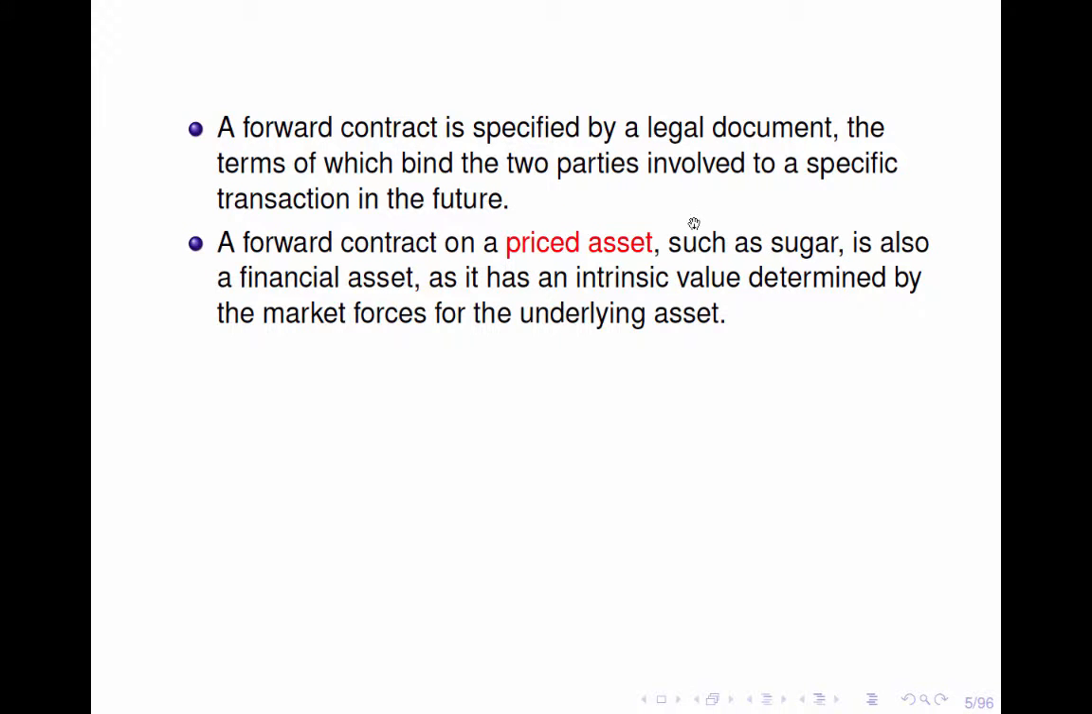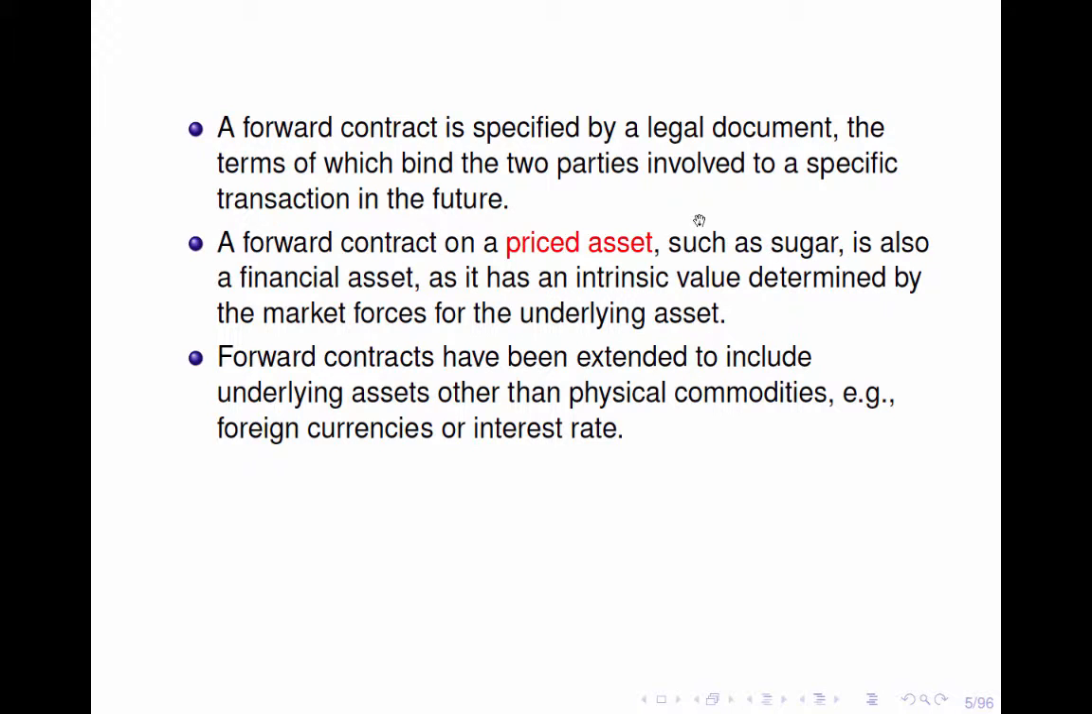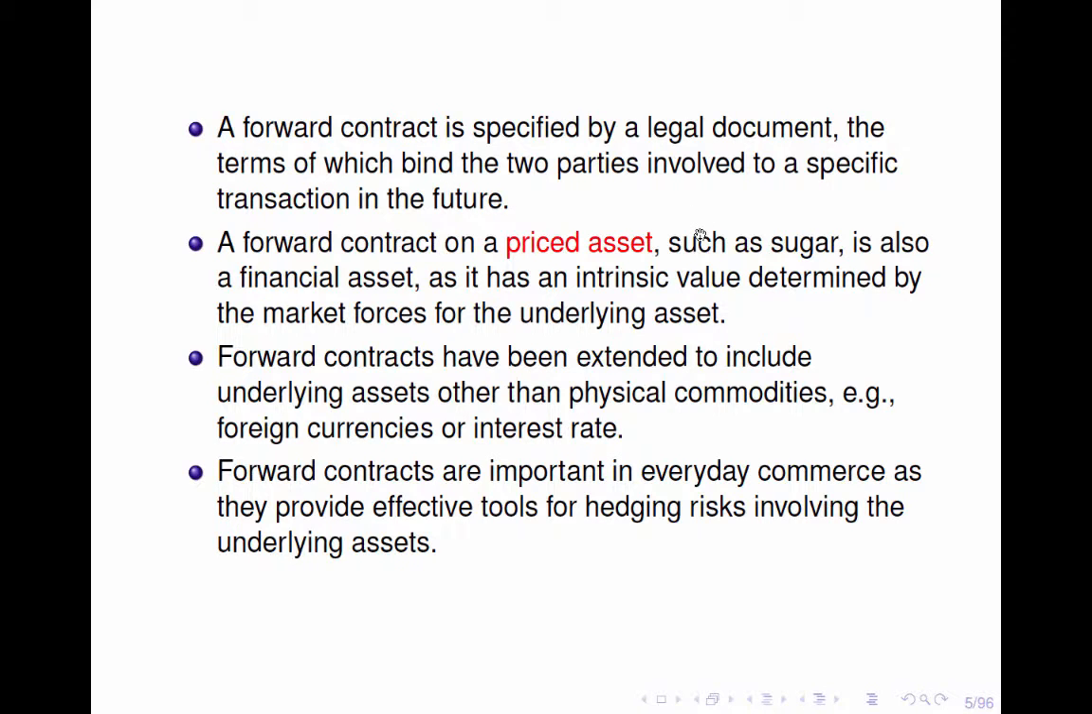Although the underlying asset is a priced commodity, such as sugar, oil, etc., it is considered as a financial asset, because the contract has an intrinsic value determined by the market prices of the underlying asset. Furthermore, the underlying assets are not limited to physical commodities. They can be, for instance, foreign currencies or interest rates as well. Forward contracts can be used for hedging or speculation, the non-standardized nature of which makes it particularly apt for hedging.